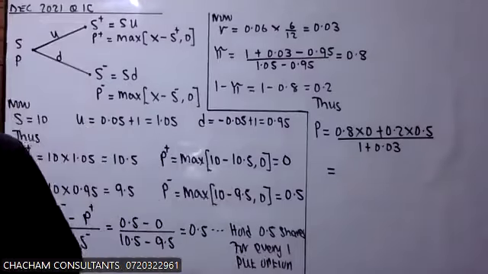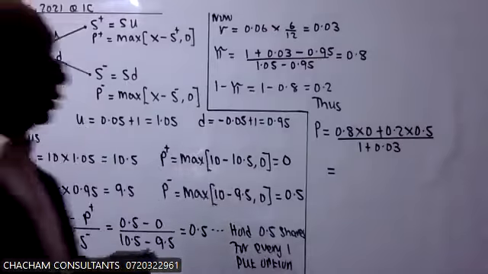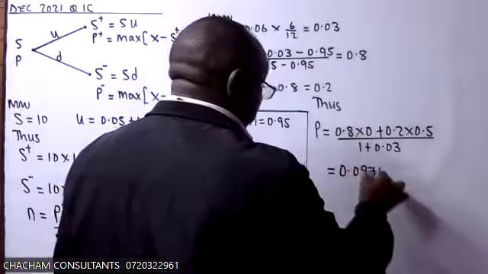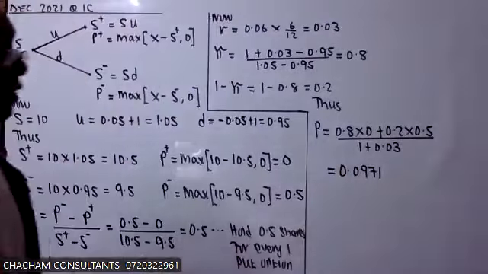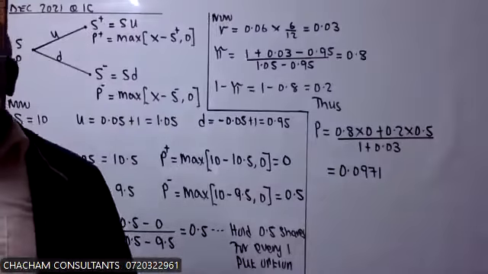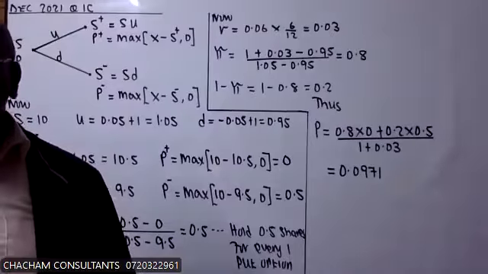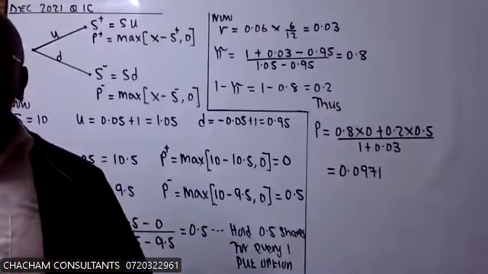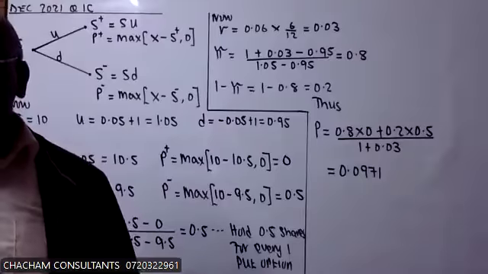Or 0.0971. Yeah, so that is the value of the put today. So if you had been told it is a call option, you would use the same formula. Is that okay now? Okay.